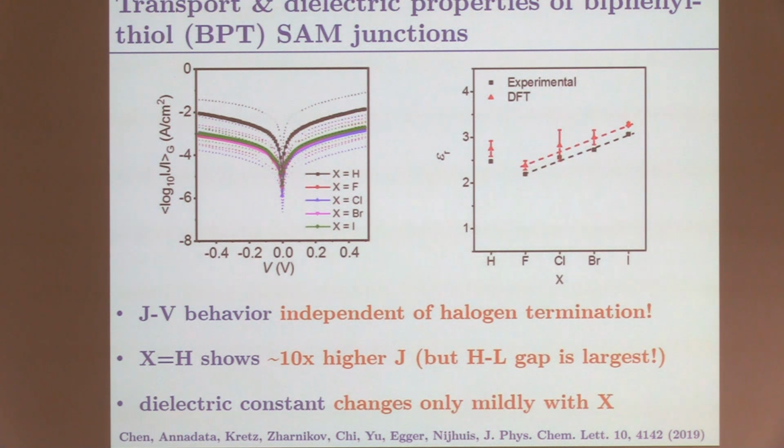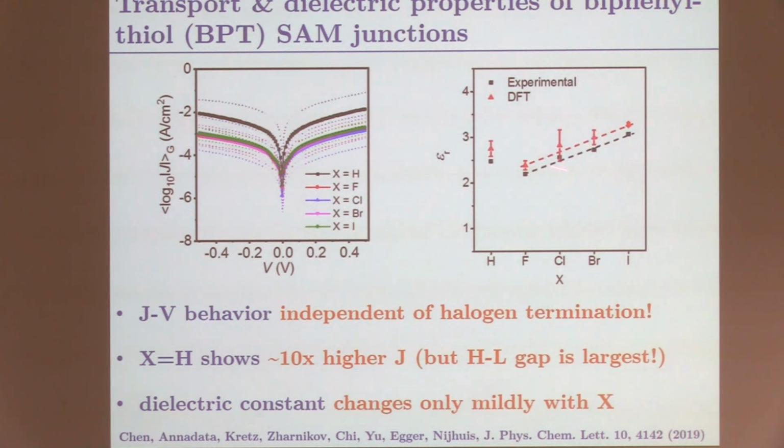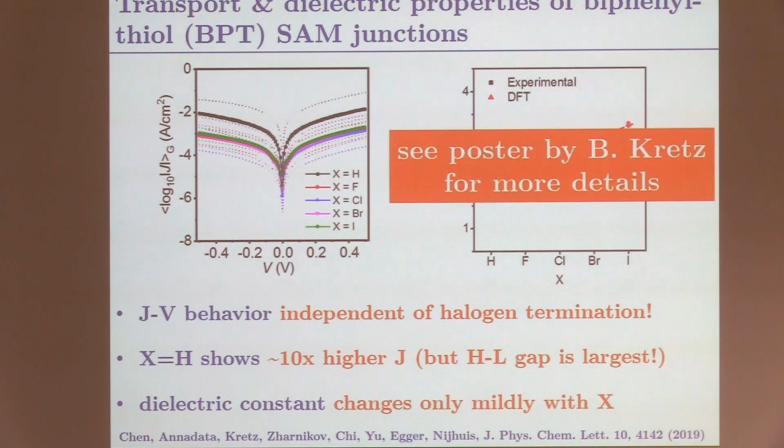Now, to understand this better and also reveal a connection to dielectric properties, we calculated with density functional theory the epsilon for all of these monolayers and find that it's in reasonable agreement with the experiment. Note that there are some caveats, and if you would like to know more about this, I'm not sure if you have a poster today still, Bernie, but just find Bernie and talk to him. He has been working on this for a long time. And what it tells us is that since the dielectric properties were very similar, there must be a different effect that is responsible for the increased conductance of the hydrogen system.